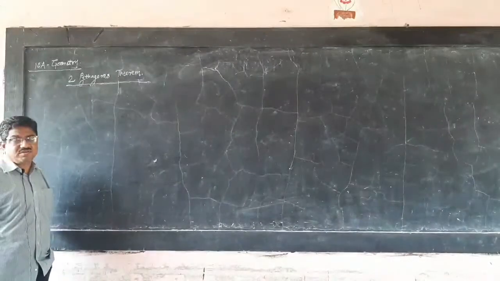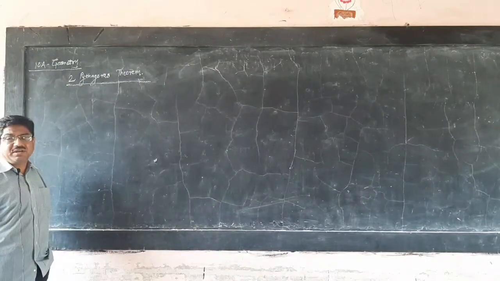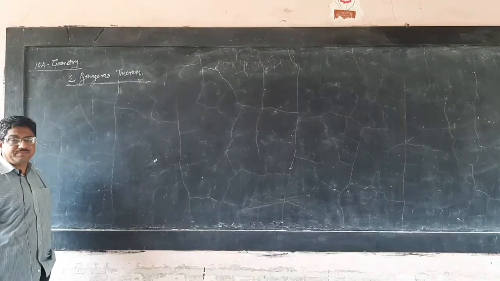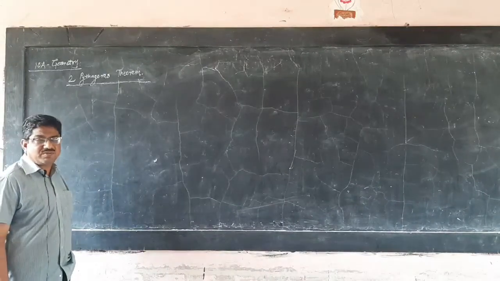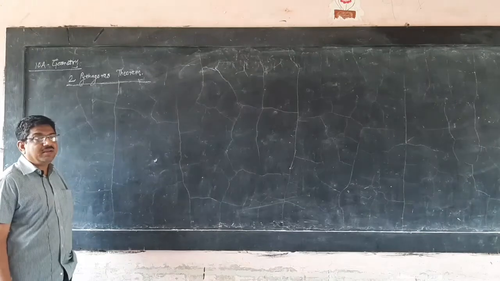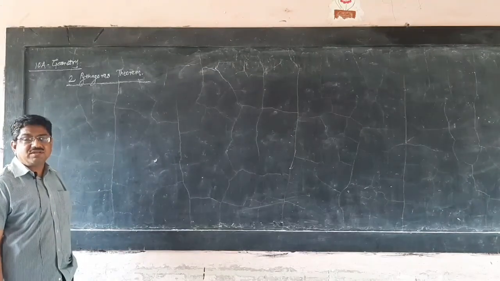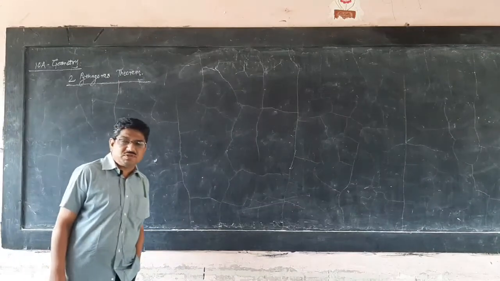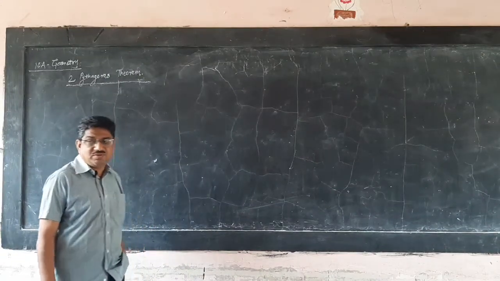10th standard students, today we will start the second chapter of geometry, that is Pythagoras theorem. In previous class also you have studied the Pythagoras theorem. In a right angle triangle, the square of hypotenuse is equal to the sum of the squares of the remaining sides. This property you have used.